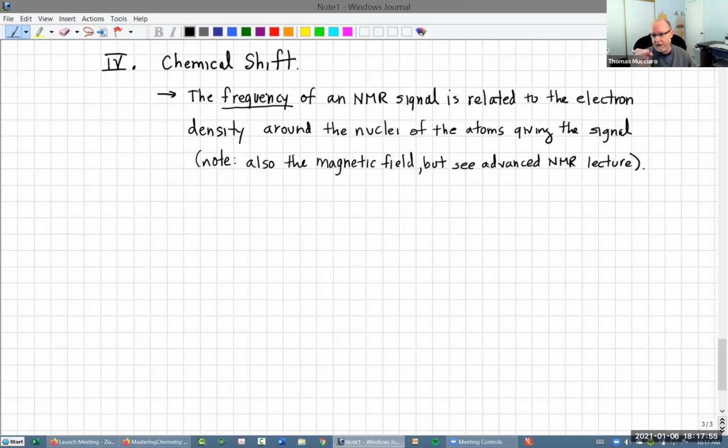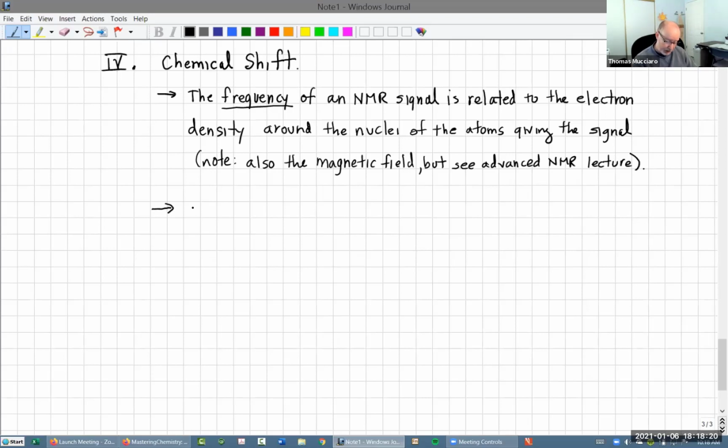So in other words, if I have a hydrogen atom, it's got an electron cloud around it, and I'm going to draw that in just a little bit, okay? That electron cloud affects what frequency it is. And the relationship is actually pretty straightforward for signals that come below about 5, okay?